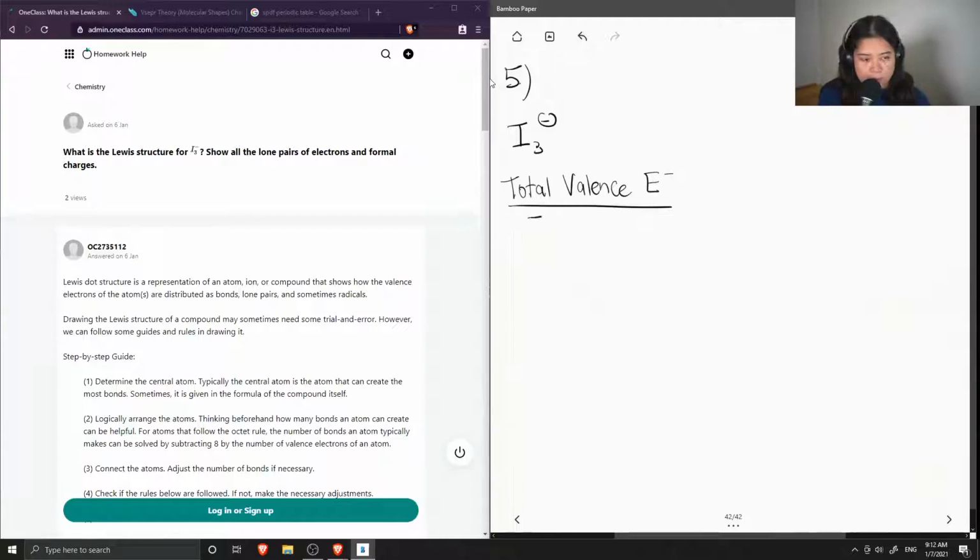So we just have iodine, and iodine has 7 valence electrons, and there are 3 of them. And there's also a negative charge on this as well, so I'm going to add an extra electron. And we have a total of 22. Okay, so it makes the most sense if we draw the structure in a line.